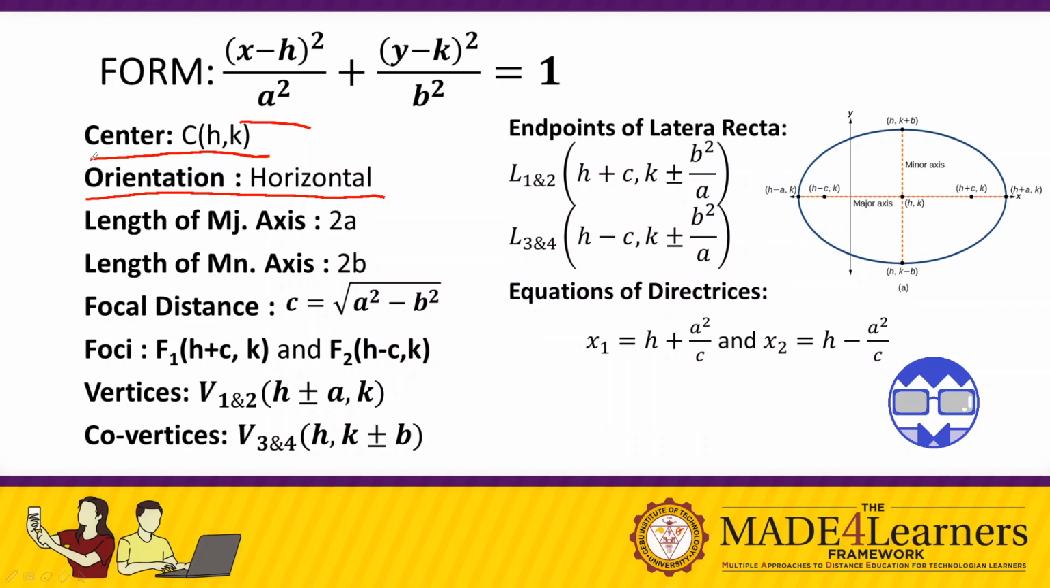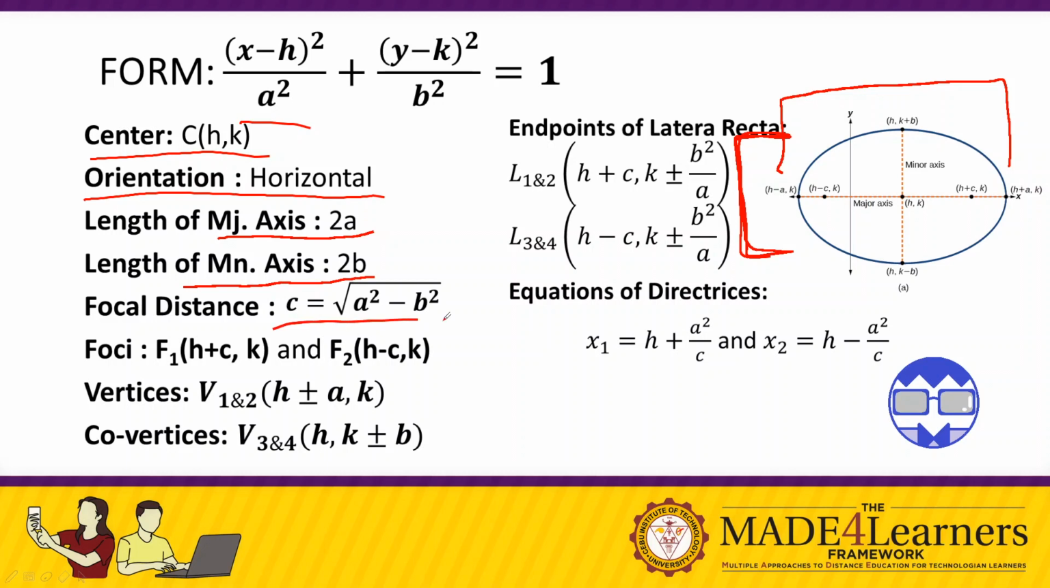Then the length of the major axis. What's the length of the major axis? The entire length of the major axis is just twice a, or 2 times a. And for the minor axis, again, the minor axis is b, so twice b is the entire length of the minor axis. Focal distance: c equals the square root of a squared minus b squared.